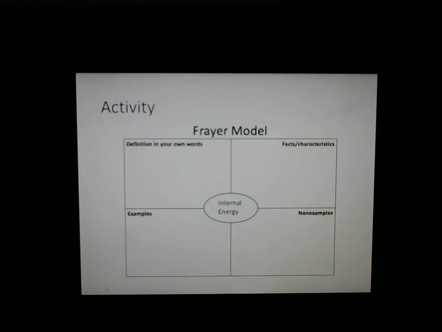So, start with some examples of internal energy, go back through the video if you need to, do some non-examples, write down any facts, looking in the text can be good for this as well, and then put a definition in your own words. If you want to copy a definition out of the textbook as well, that's good to do, but make sure you've got your own definition. Your definition must come first. This is your study and consolidation and ability to synthesize bits together. Okay, pause the video, complete the table, and we'll pick up in a couple of minutes.